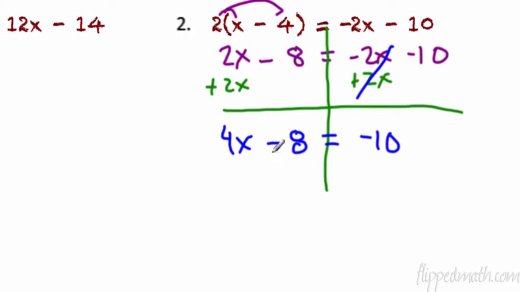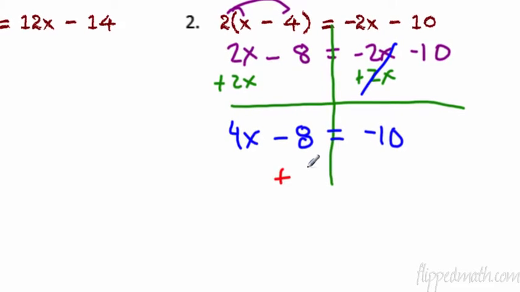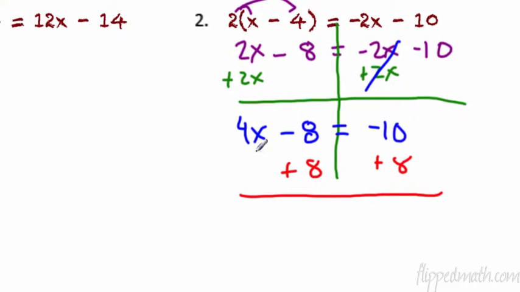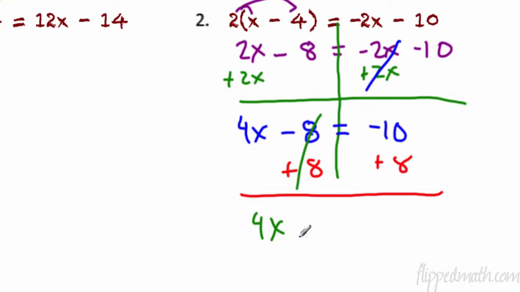Here's the x term. We want to get rid of the negative 8 first, so we're going to add 8 to each side. Draw the big line. All right, so now read it like a book. I always say read it like a book. I mean it. 4x, there's nothing underneath it. That's just going to come down. 4x. Negative 8 and positive 8, they cancel. The equal sign, and we get negative 10 plus 8 is negative 2.